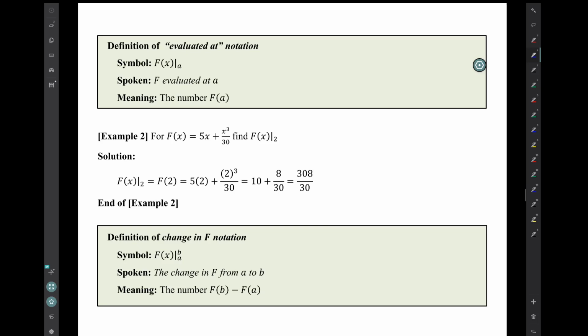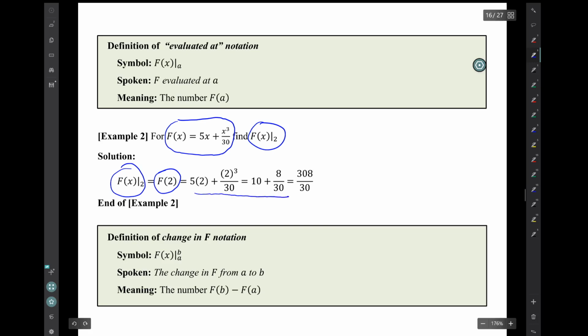So for example, if we let capital F of x be this function, the question is find this, capital F of x vertical bar with the subscript 2. That's spoken capital F evaluated at 2. Well, what that means is, again, we just simply replace that symbol with this symbol. That is, we substitute 2 into the function capital F of x. Well, that just involves a bunch of arithmetic. And the result is this circled expression. So capital F evaluated at 2, that symbol, equals this expression.